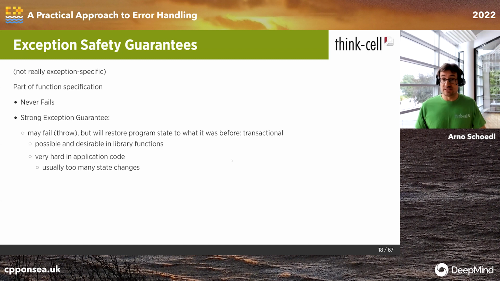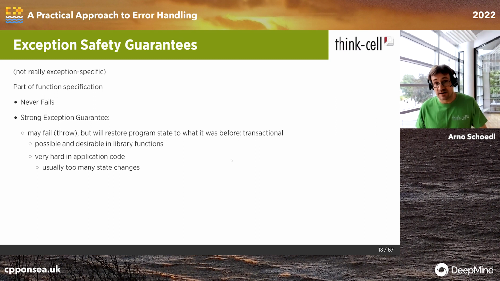Now, that's often impossible, of course, because we may do things that may be able to fail. In that case, the next best thing you can do is to provide a strong exception guarantee. That means the function may fail, but it will restore the program state to what it was before you made the call. So the call essentially is transactional. Either all the effect of the call takes place or none of it will. This is possible to do and also very desirable if you have library functions.